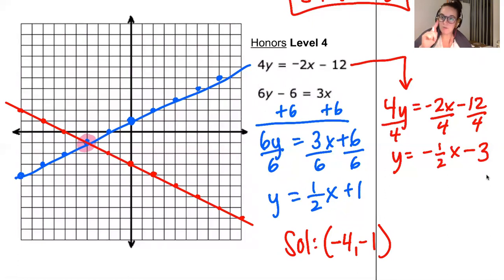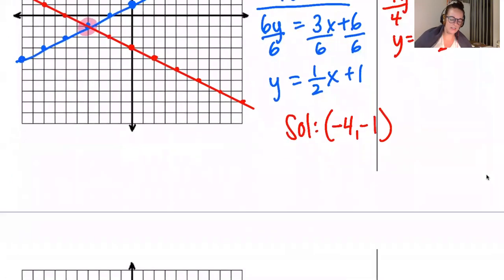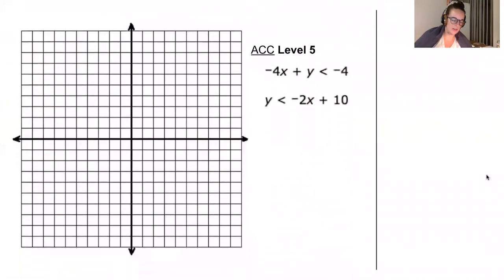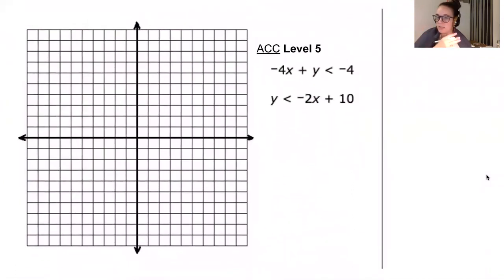For accelerated, you have one more set. So accelerated, we're going to do this one together. So honors, you're done. You don't have to take any more notes unless you want to stick around for this one. Accelerated, we are also working on inequalities today.